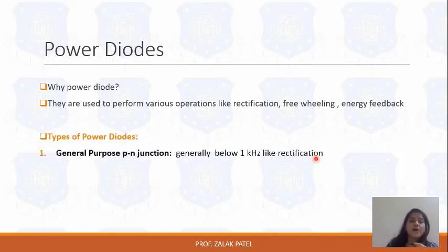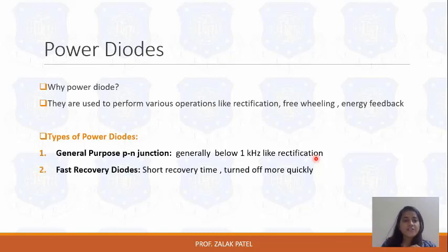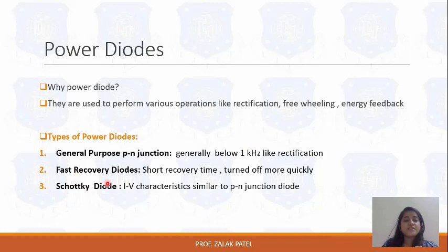The types of power diode: the first one is the general purpose PN junction diode. It will be operated below 1 kilohertz frequency. So according to the frequency, power diodes are classified. Second one is the fast recovery diode, and it has a short recovery time. Whenever we say it has a short recovery time, you have to remember that it turns on and turns off easily. The last one is the Schottky diode, which has an IV characteristic similar to the PN junction diode.